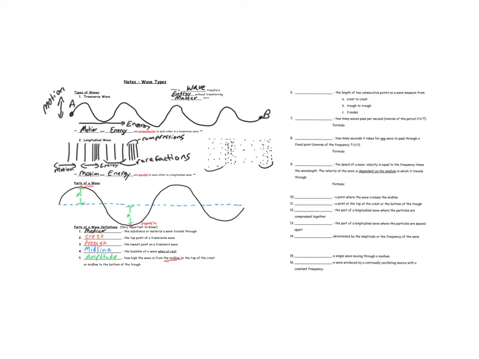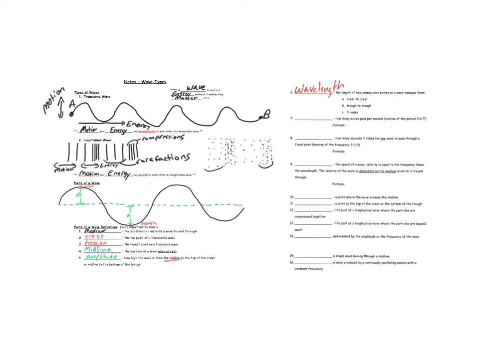the wavelength. So the wavelength, I'm going to change the size here. The wavelength is basically the distance between two consecutive points on a wave. Now, it can be any two consecutive points, but it's easier to find it if you use one of the three methods that we're going to go over.